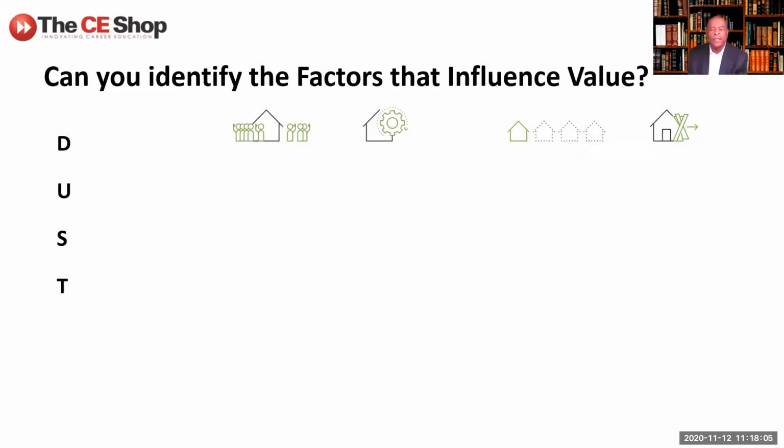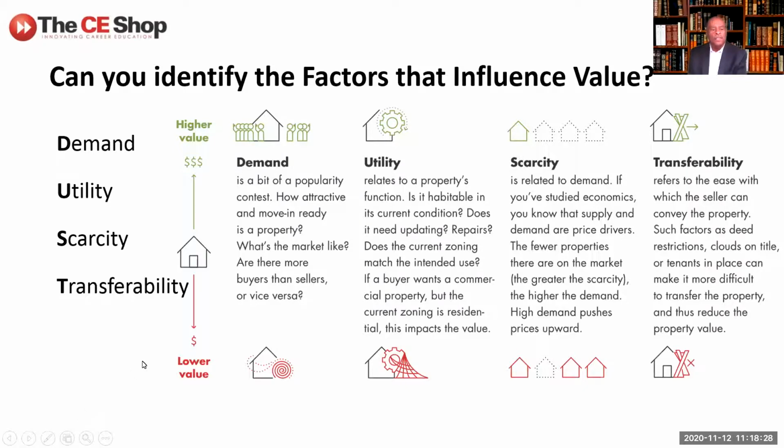Can you identify the factors that influence value? Take a minute and write them down, at least what you think the factors that affect value. And we've given you a little bit of clues. DUST, D-U-S-T. Now, DUST stands for demand, utility, scarcity, and transferability. Now, demand is an excellent concept to understand, and it's the basis for really determining how the factors of value influence one another.